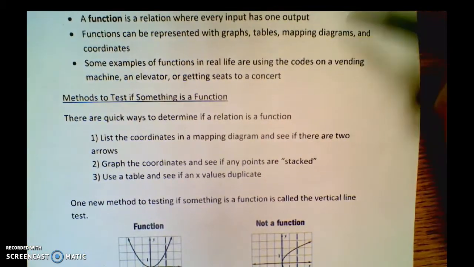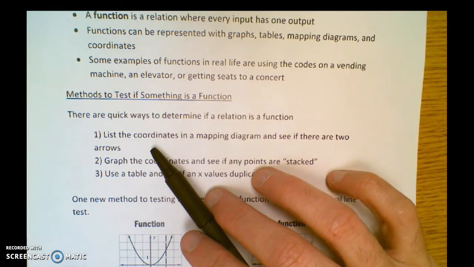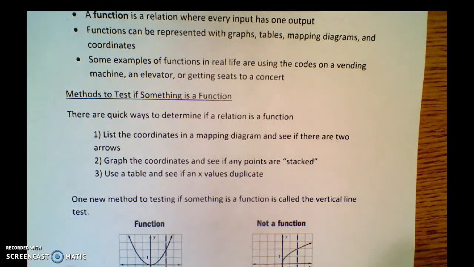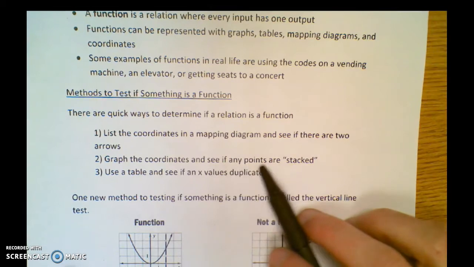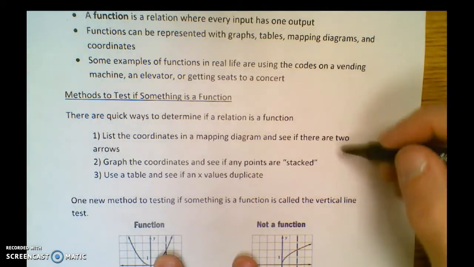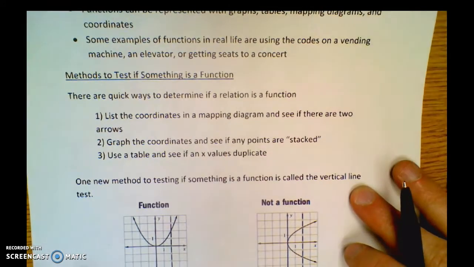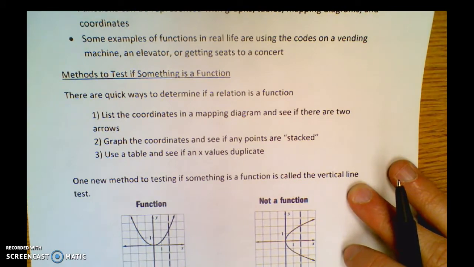There are quick ways to determine if a relation is a function. If you're given coordinates, you could list the coordinates in a mapping diagram and see if there are two arrows coming from one of the inputs. If you graph them, you could graph the coordinates and see if any of the points are stacked, lined up on top of each other. And then the third method is to use a table and see if any x values are duplicated and give you different y values.